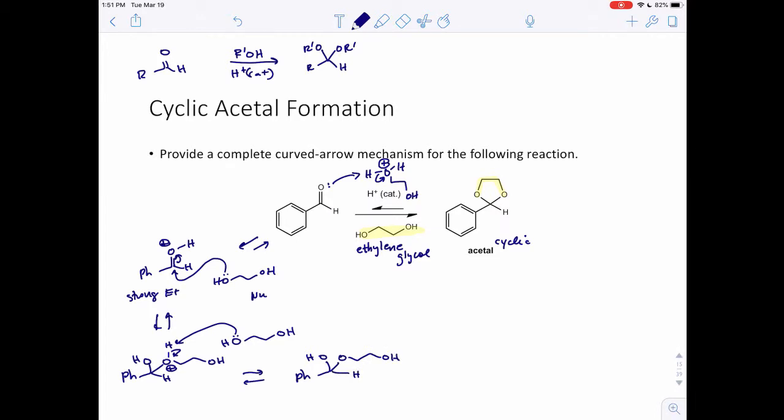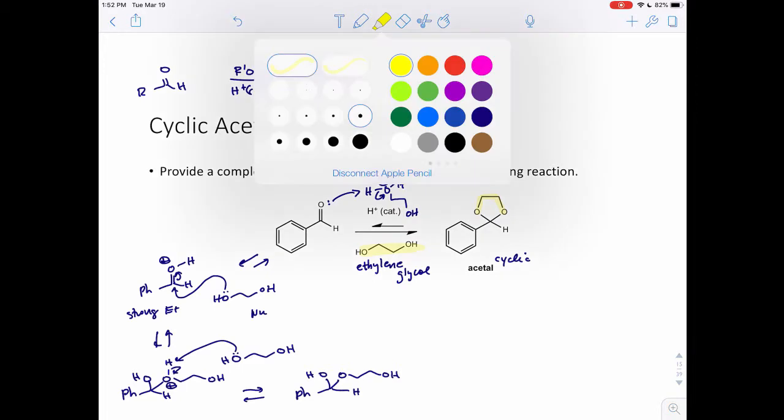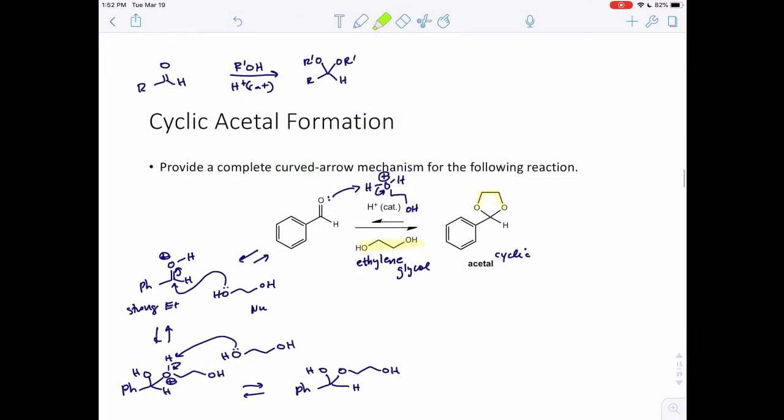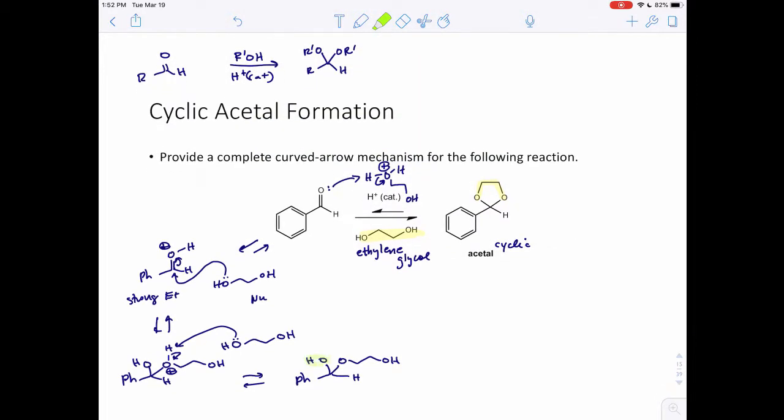Now, if you just look at the product, if you forget the mechanism, you can see this hydroxyl is gone. It is no longer in the product. How do we make hydroxyls leave? We turn them into water. So again, we're going to use the protonated solvent as our acid.